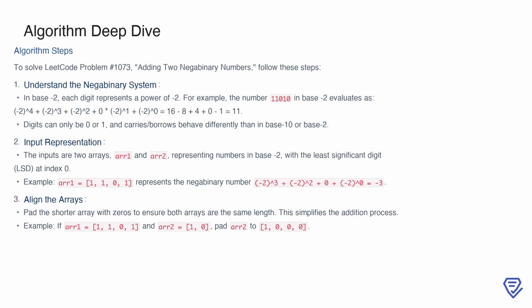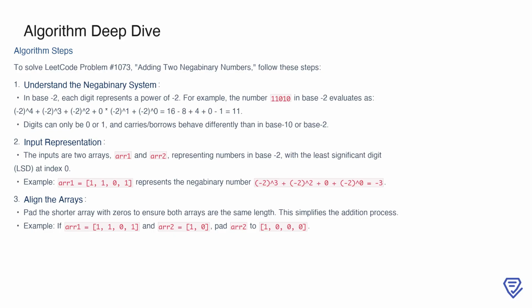For the inputs, the problem provides two arrays, ARR1 and ARR2, where each represents a number in base -2. The least significant digit, or LSD, is at index 0. For example, if ARR1 is 1, 1, 0, 1, it corresponds to the Negabinary number -3.